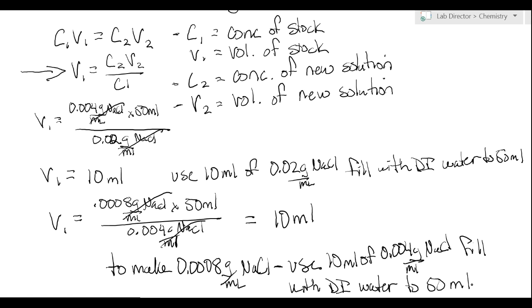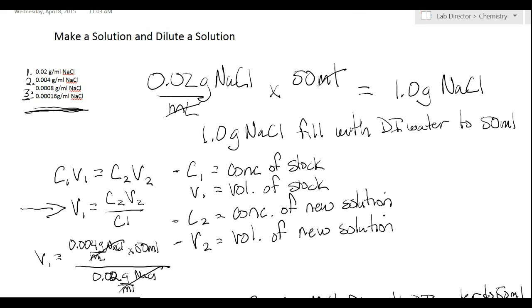Okay, so when I go to do my next one, which I'm not going to actually do, you guys can do that yourself if you want to. My next one would be the last solution, the 0.00016, this one here. When I went to do that, I think you'll find that I also am going to need 10 milliliters of the solution number 3 in order to make that work. All right.